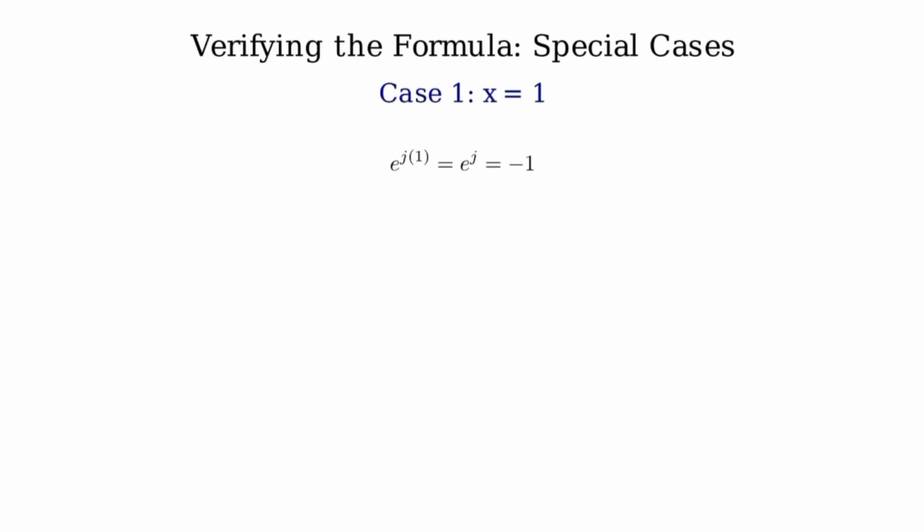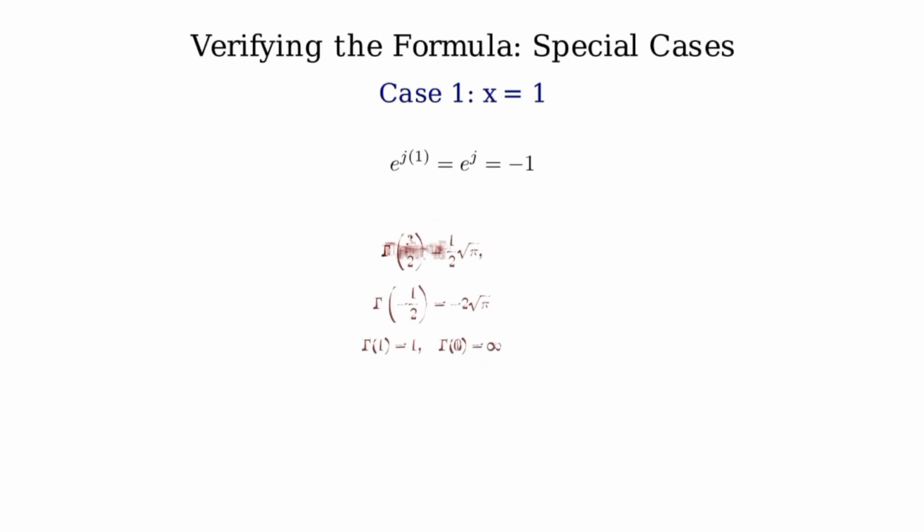Right side: first, we compute the required gamma values. For Γ(3/2), we get 1/2 times the square root of π. For Γ(−1/2), we get −2 times the square root of π. For Γ(1), we know it's just 1. And for Γ(0), it's undefined, so we treat it as infinity.